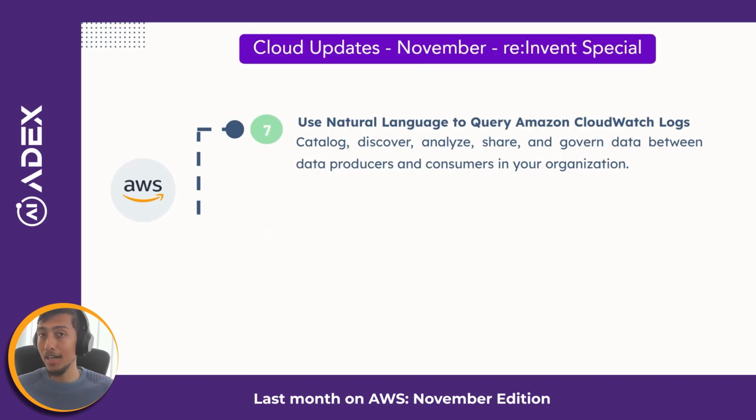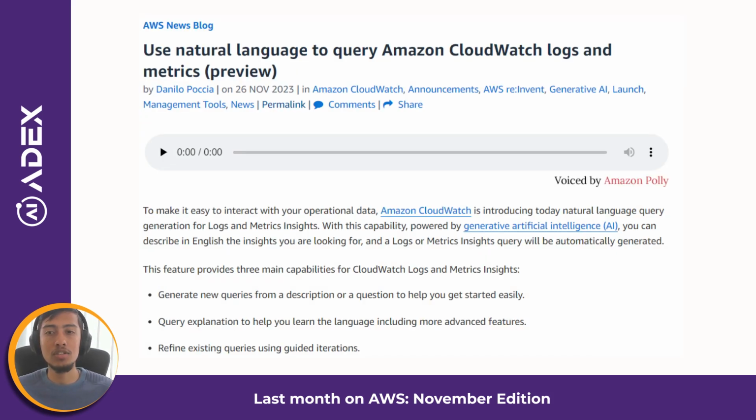For our next update, you can now use natural language to generate queries for your Amazon CloudWatch logs and insights. This is a new feature that allows users to describe or ask for insights from the logs and metric data using simple plain English, and the AI will automatically generate the query for us. You can get the query generated for your logs as well as the metric insights.